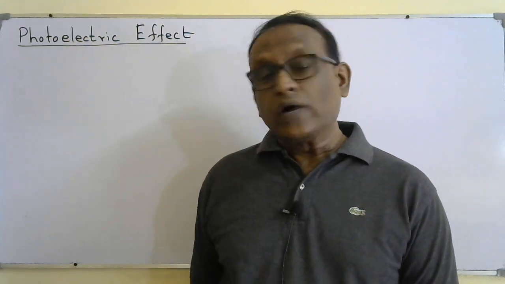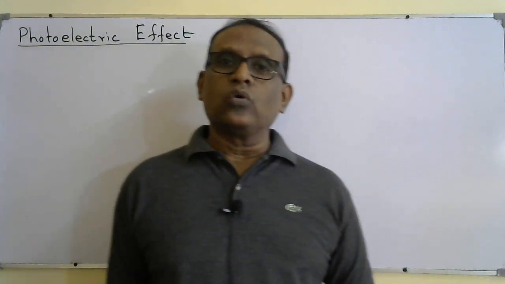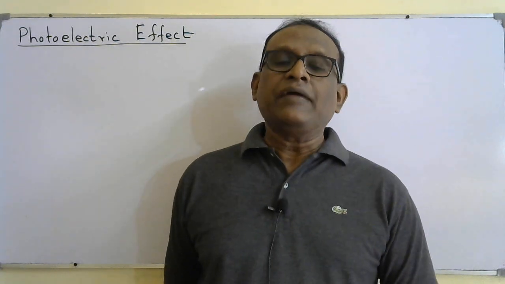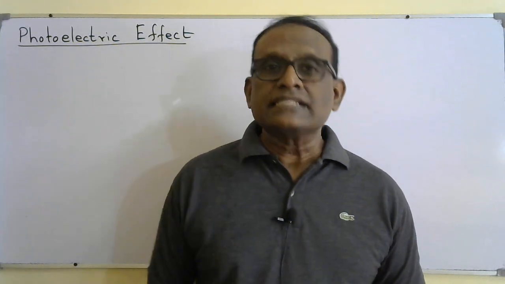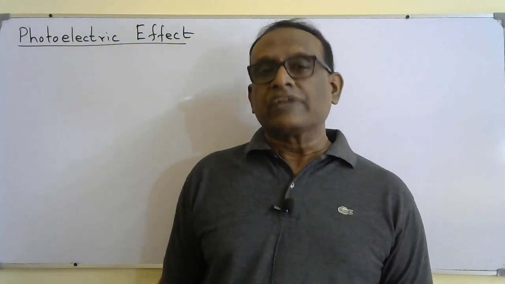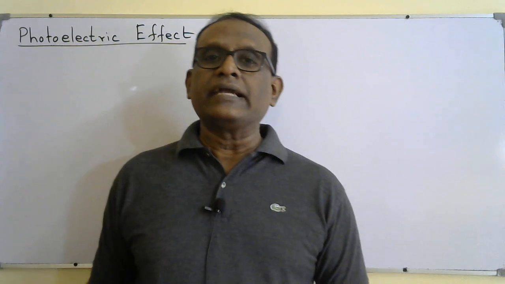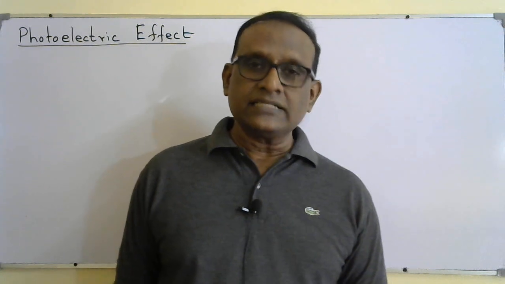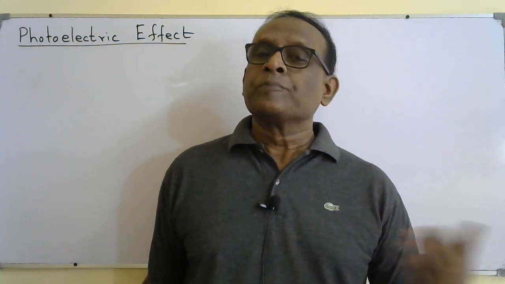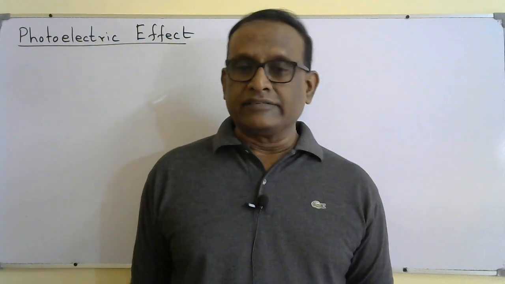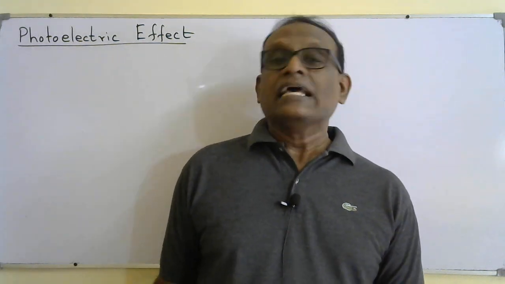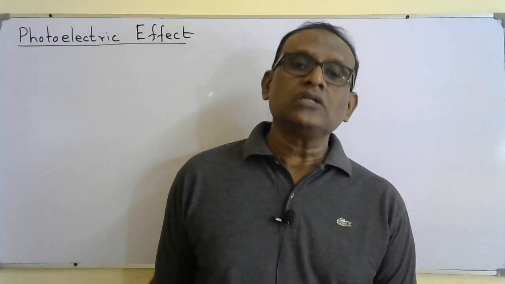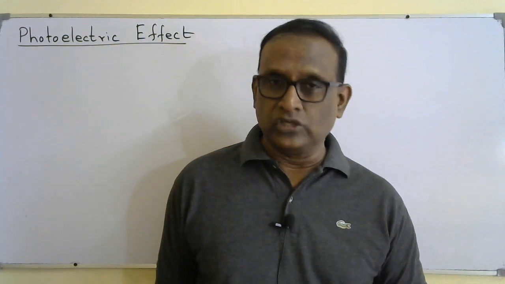Okay, so what is the photoelectric effect? It means when a metal is exposed to electromagnetic radiation, it will emit or release electrons. Metal consists of free, delocalized electrons. So when a metal is irradiated with electromagnetic radiation, such as light, ultraviolet radiation or infrared, it will release electrons. This process is called the photoelectric effect or photoelectric emission.